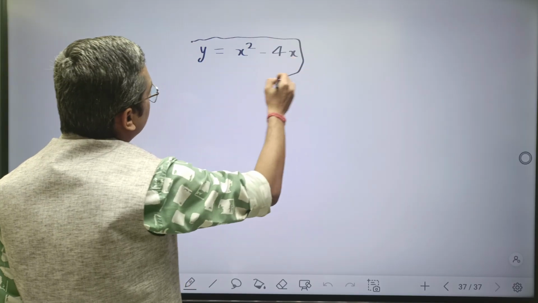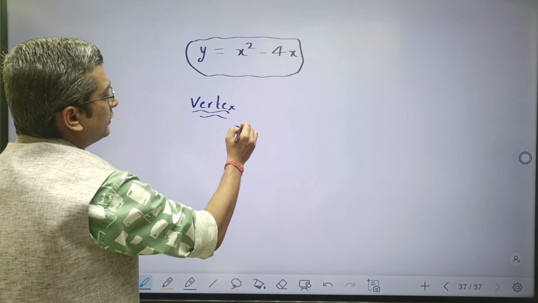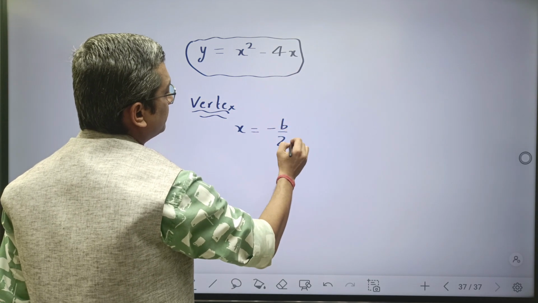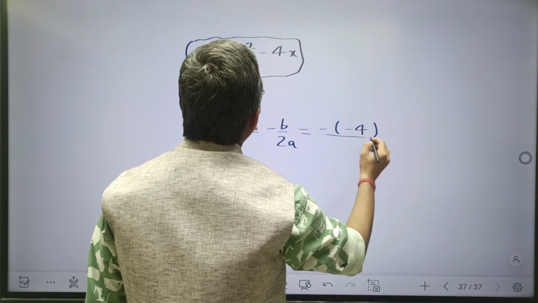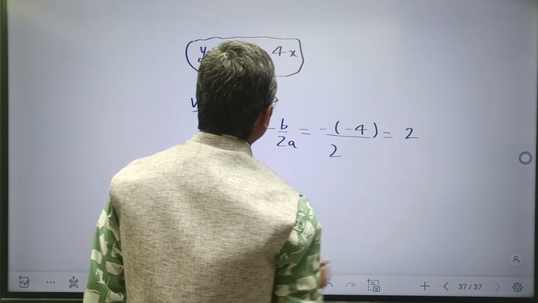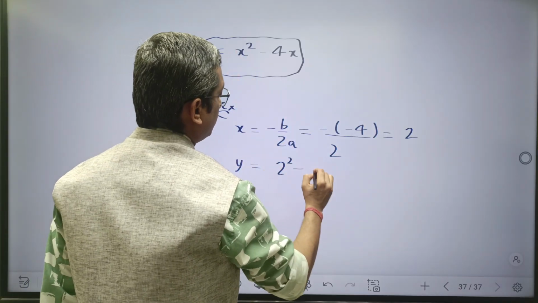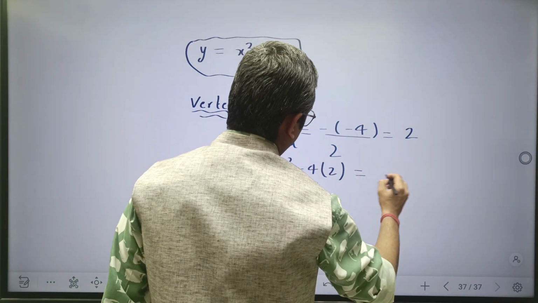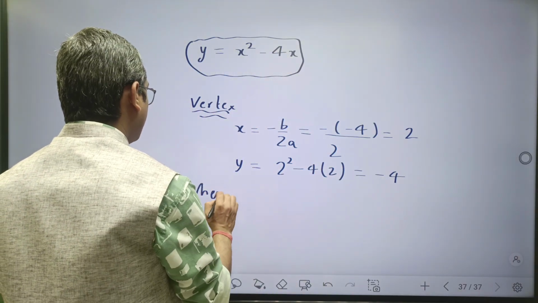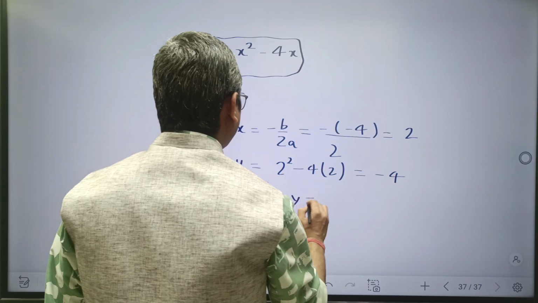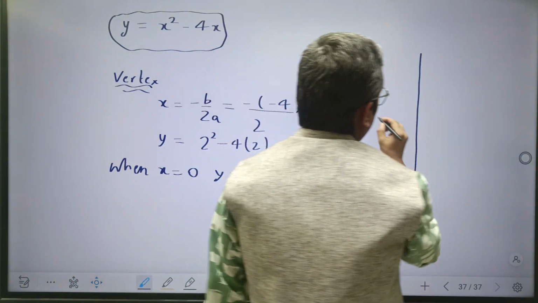This is the second example, you can say. So here also you can find the vertex. The x coordinate of the vertex is given by minus b by 2a. So this is minus of minus 4 by 2, so this will be 2, and corresponding to x is equal to 2, y is equal to minus 4. That is, the coordinates of the vertex are 2 and minus 4. And when x is equal to 0, y is also equal to 0. The graph must pass through the origin.